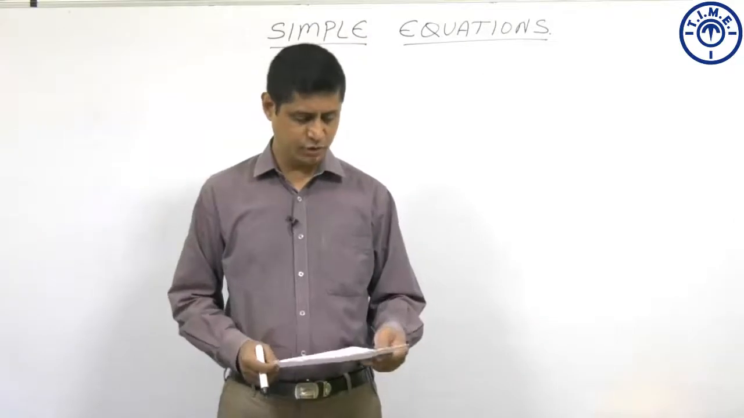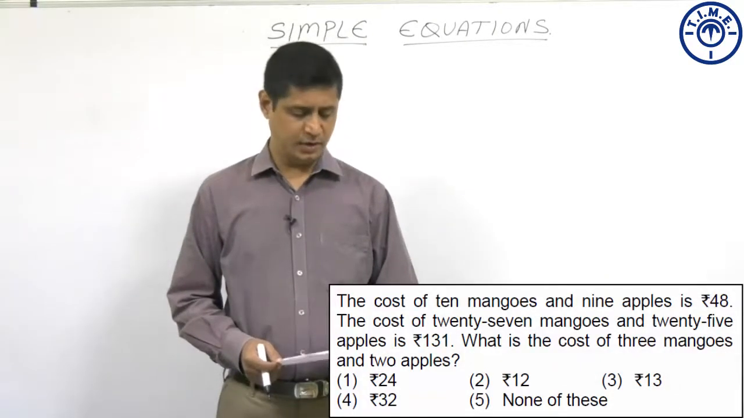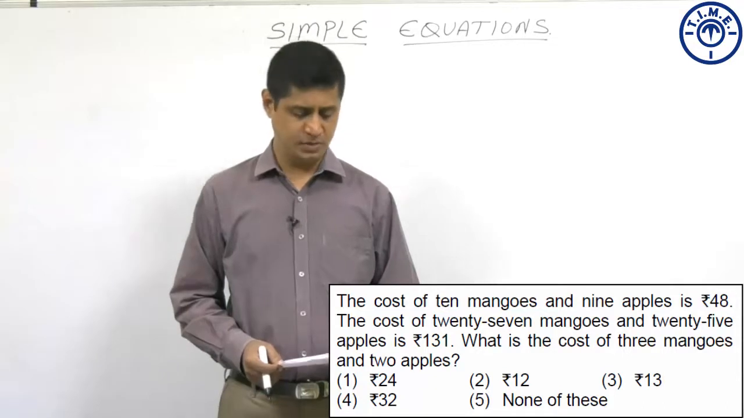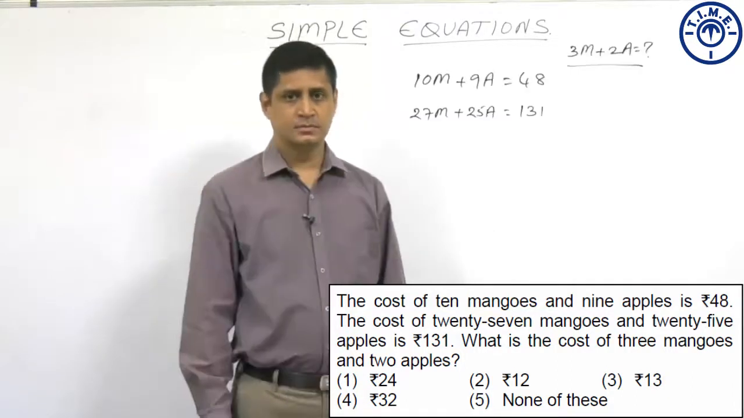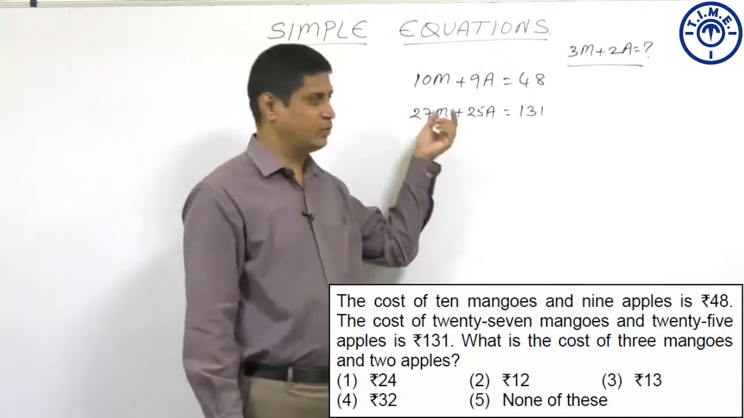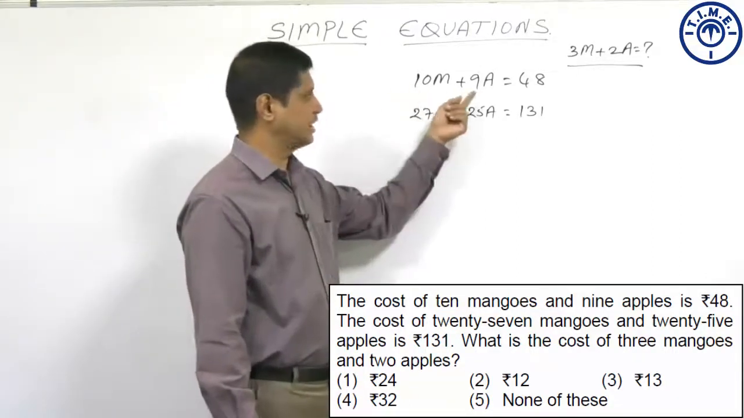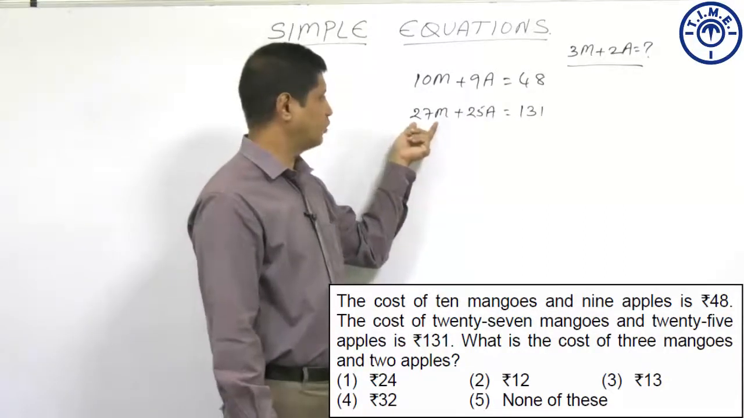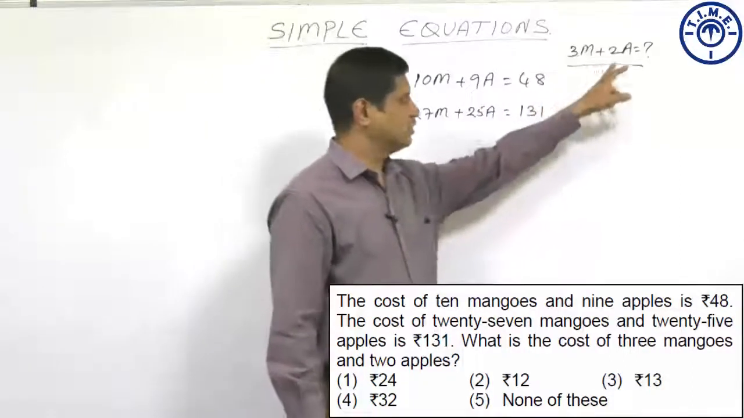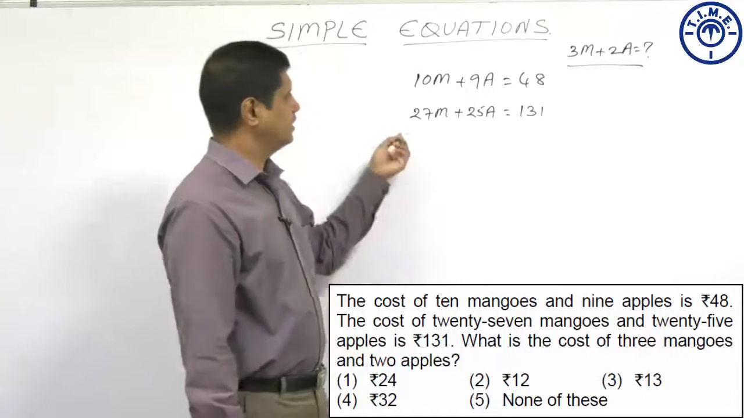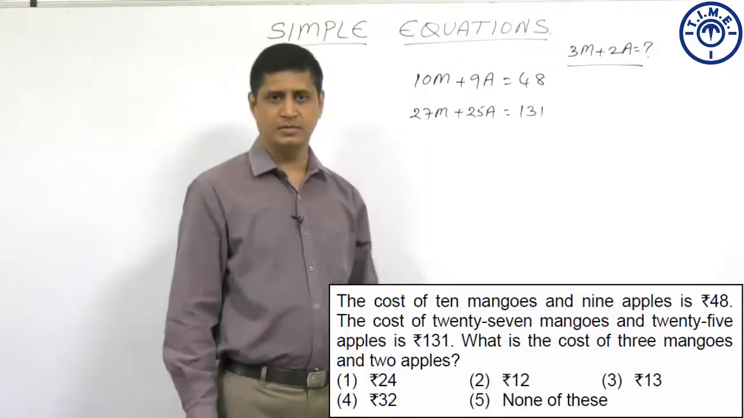Now look at the next question. The cost of 10 mangoes and 9 apples is rupees 48. The cost of 27 mangoes and 25 apples is rupees 131. What is the cost of 3 mangoes and 2 apples? Now we have two equations with two variables, the cost of 10 mangoes and 9 apples, and of 27 mangoes and 25 apples. Now what is to be found here? 3 mangoes and 2 apples. Of course we can find the individual values of mango and apple.